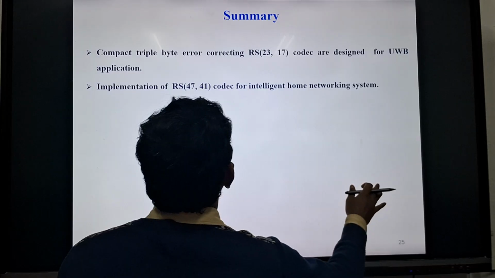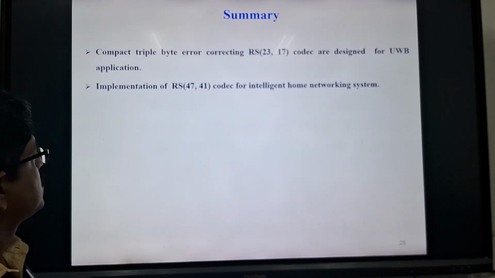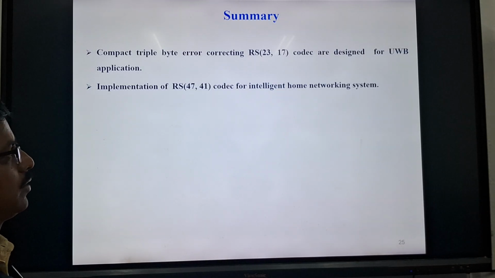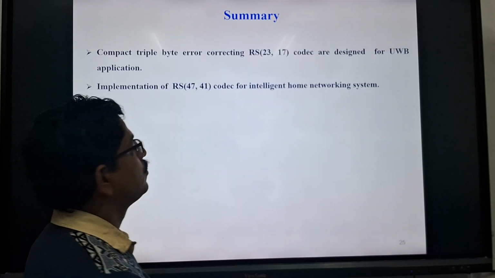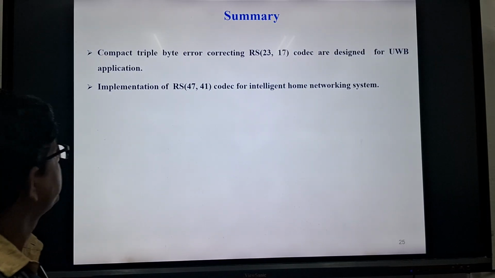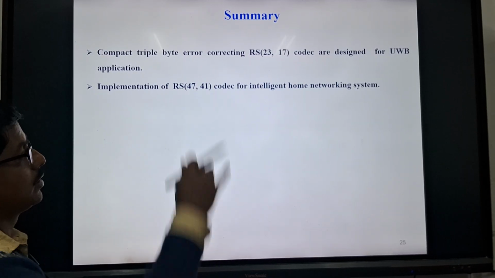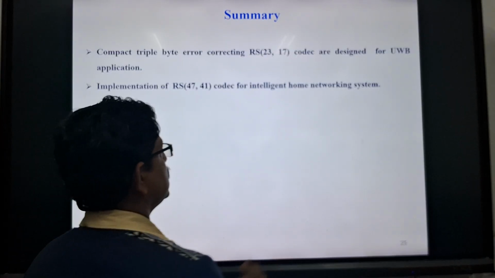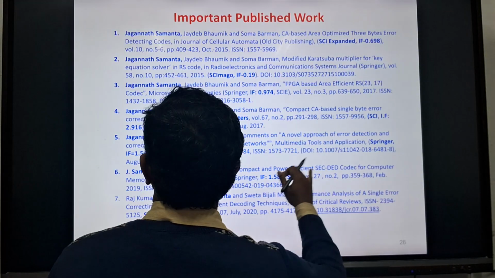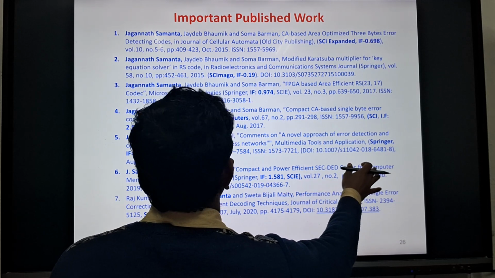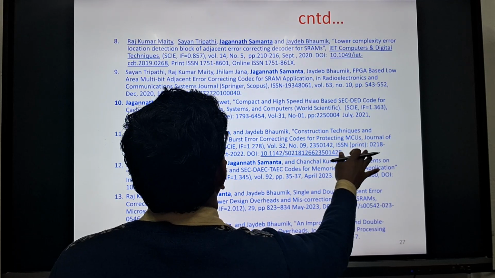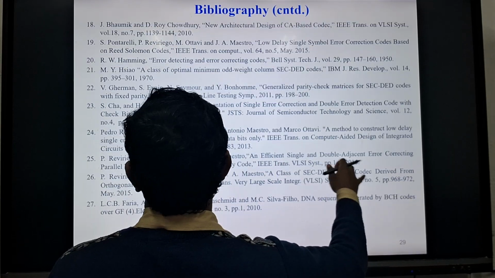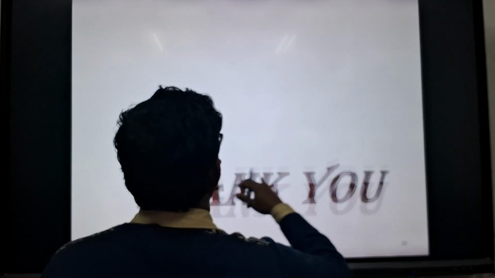In this work we have designed a compact triple-byte error correcting RS(23,17) codec, which is designed for ultra-wideband applications and also for storage systems, and RS(47,41) is used for intelligent home networking systems also. So these are the important published works. This work is also published in an SCI journal. So these are the references, and thank you.